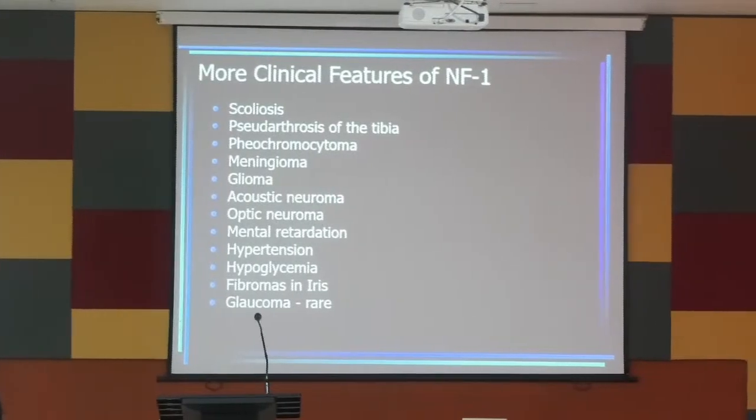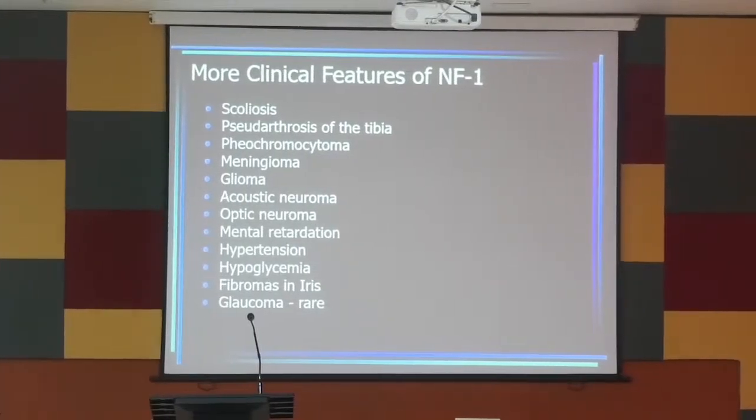So these are the things that I was speaking about: scoliosis, pseudoarthrosis, pheochromocytoma, angioma, glioma, neuroma, mental retardation, hypertension. These are some of the clinical manifestations. Some of them are diagnoses also. Pheochromocytoma is not a clinical manifestation. What is pheochromocytoma? Hypertension, headache, increased VMA, vanillylmandelic acid in urine, catecholamines in urine. Those are what diagnose pheochromocytoma.